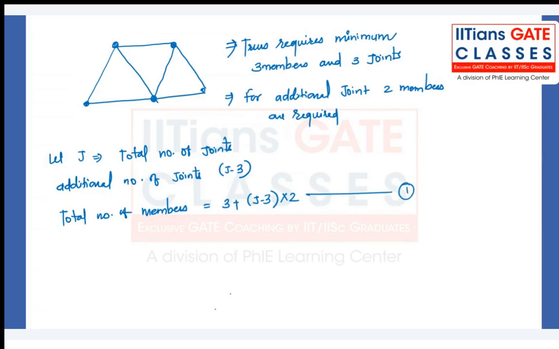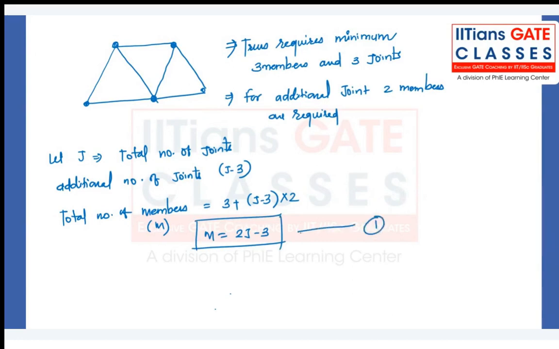And so let's call the total number of members m. So we can say that m is equal to, solving it further, 2J minus 3. Let's call it equation number 1. So in order to make a stable and determinate truss structure, we need the number of members equal to 2 times the number of joints minus 3.